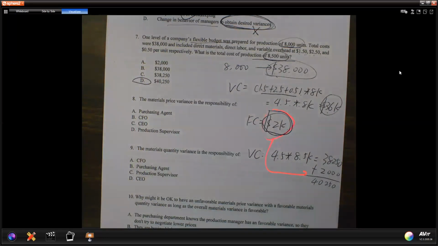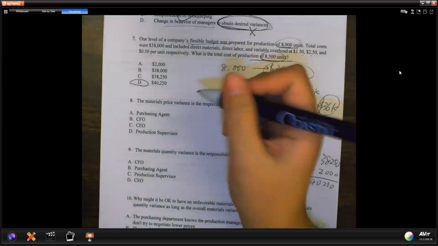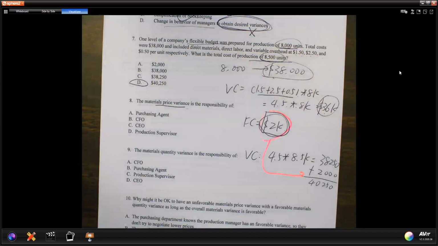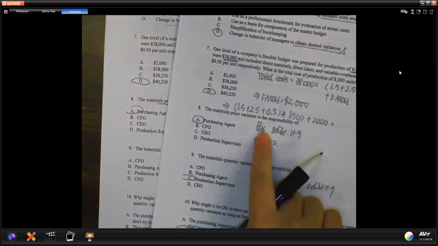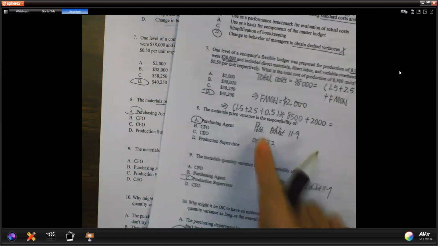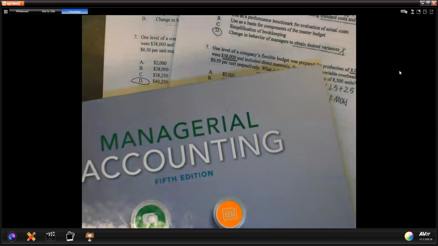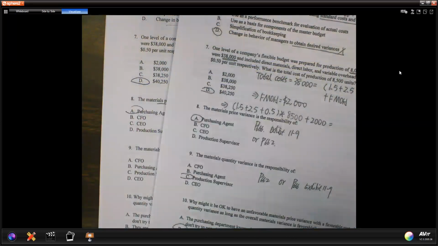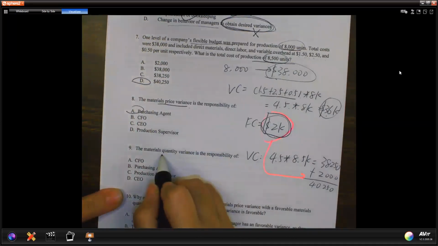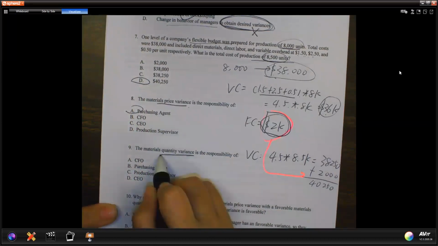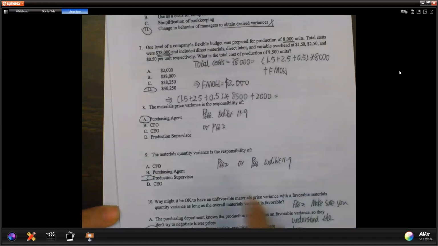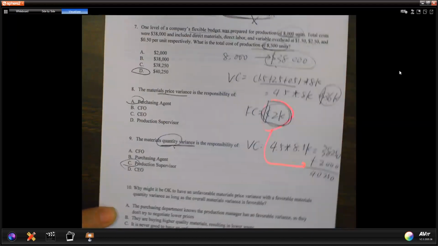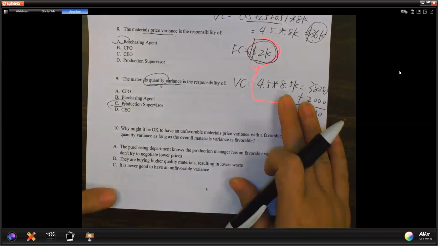And the next one, material price variance. Material price variance is the responsibility, we said, of the purchasing manager. Look at your textbook. I put the thing you need to look at here. Read your text. I'm not going to show you. I want to save time. Look at your textbook by yourself. Material quantity variance. So this is your production. It's the same, look at your textbook. Okay, make sure you really know how to interpret the number.